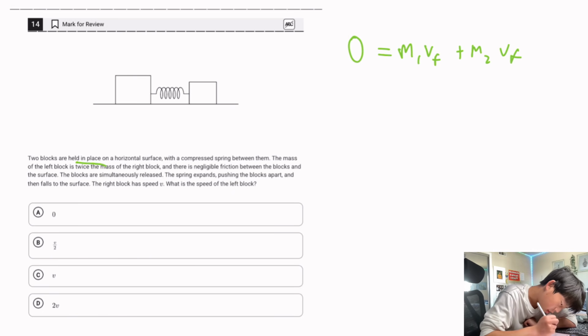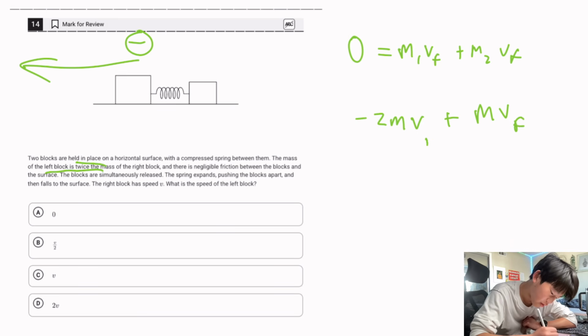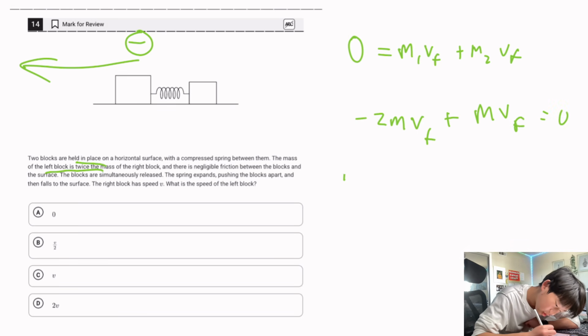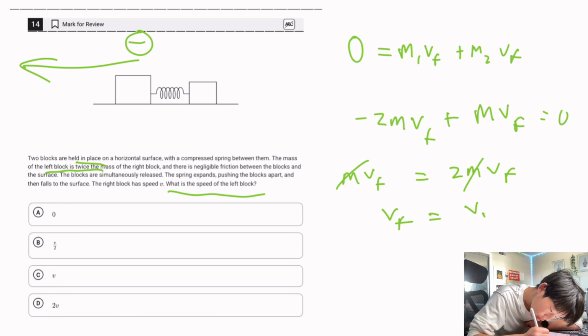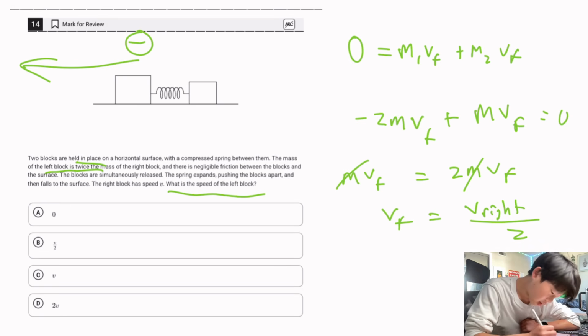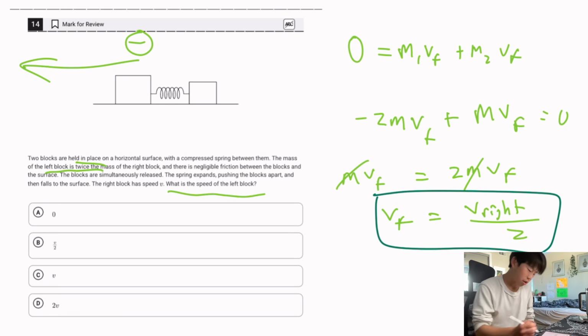We know that the left block is twice the mass of the right block, so we can say 2m. And it's also going to be traveling in the negative direction, so negative 2mv plus mv is equal to 0. Now we bring that to the other side. It's asking for the speed of the left block, which is the fat one, so it's going to be 2m v final. The masses cancel out. Maybe I should have written v right over 2. Yeah, sorry guys, I'm tired. My voice, bro. So this is going to be v right over 2, which is b.